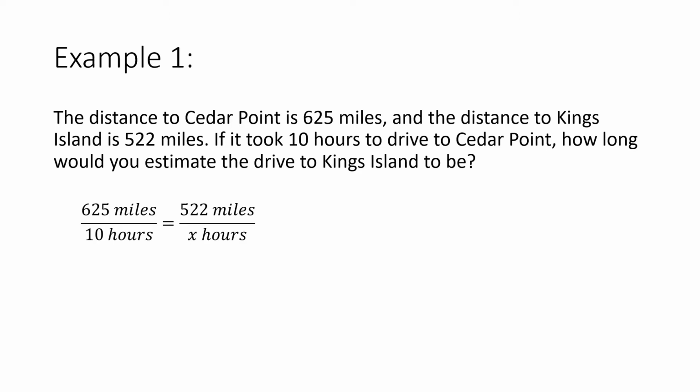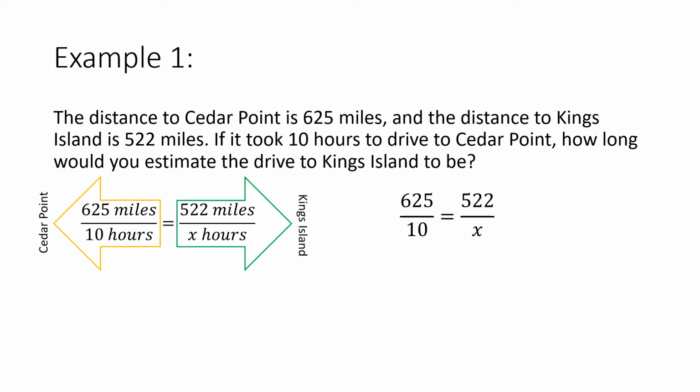So the first thing I'm going to do is set up my proportion to solve for x. Here I'm going to put all of my information for Cedar Point on the left side of my equation and all my information for Kings Island on the right side. So I'm going to set it up as 625 miles over 10 hours, because that's how long it took to drive to Cedar Point. And then I have 522 miles over x, and that's what we were trying to find. We do not know how many hours it's going to take to get to Kings Island. And so I'm going to then drop my units. Now I have a proportion that I'm going to solve.